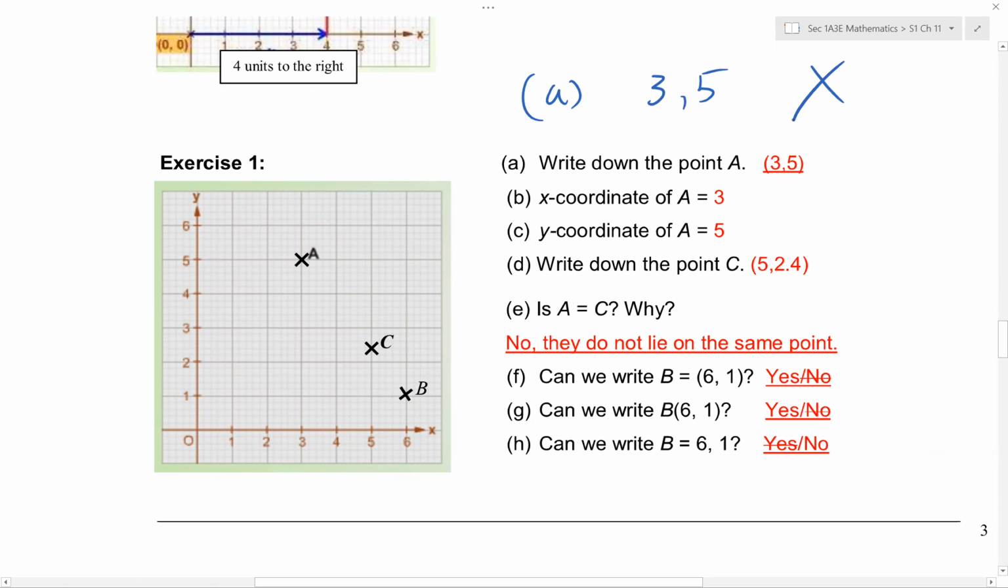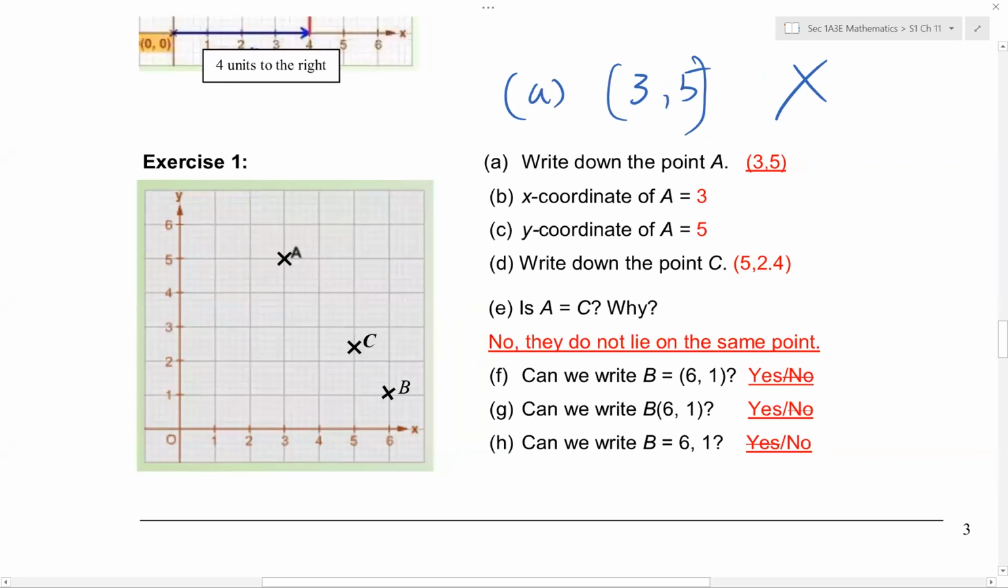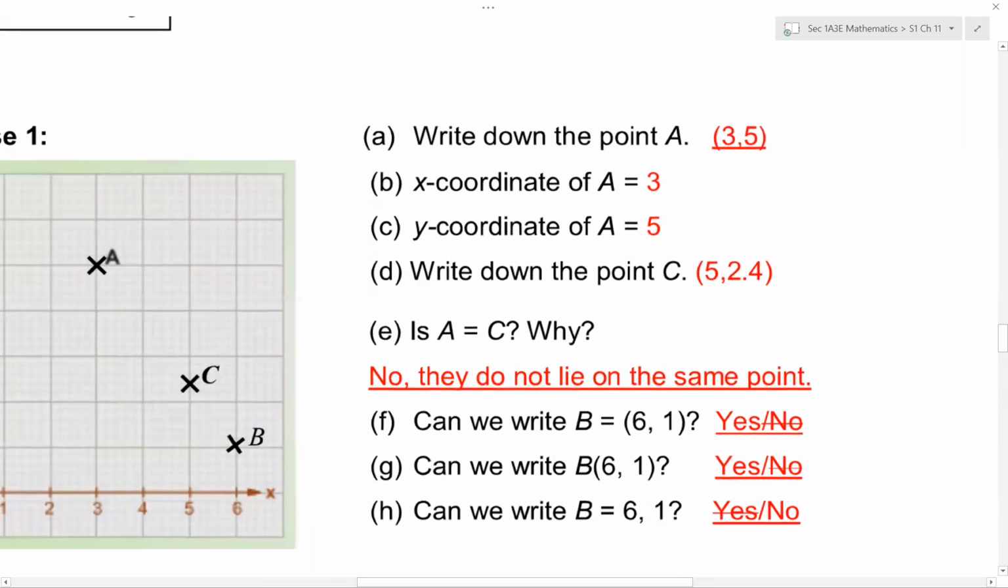Because by writing 3, 5, you're just telling me two numbers. First number is 3, second number is 5. But the moment you put the brackets, now we know that you are talking about coordinates, where the x coordinate is 3, y coordinate is 5. Okay, so carry on with the rest. X coordinate 3, y coordinate 5.